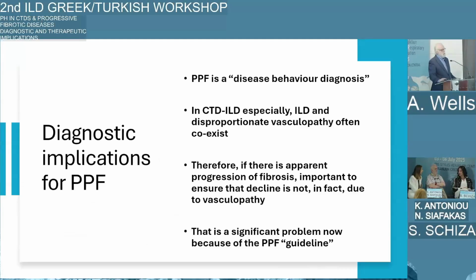Second point, progressive pulmonary fibrosis. It's radically changed interstitial lung disease, and I think we can view it as a disease behavior diagnosis. It's one of the 5 patterns of disease behavior in chronic ILD. And as we all know, in CTD-ILD, there's often disproportionate vasculopathy, and therefore, in these patients in particular, you've got to be sure, if you think this is progression of interstitial lung disease, that you are not dealing with progression of pulmonary vasculopathy.